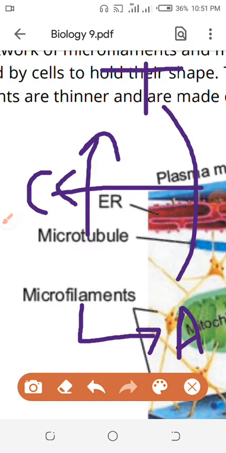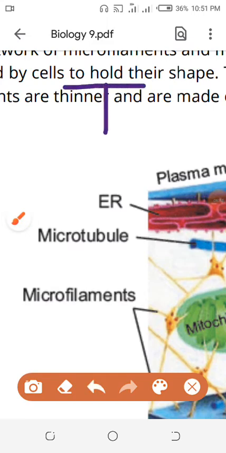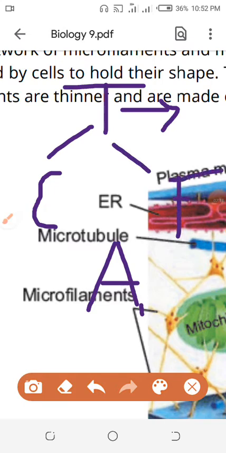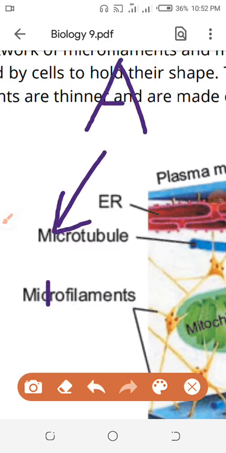That is the similarity. What is the difference between tubulin and actin? The difference is that tubulin is used for other functions in the cell. What are the other functions? It forms locomotive structures, the cilia and the flagella. And actin does other functions as well. Actin is present in the muscles, in the contraction and relaxation of the muscles.